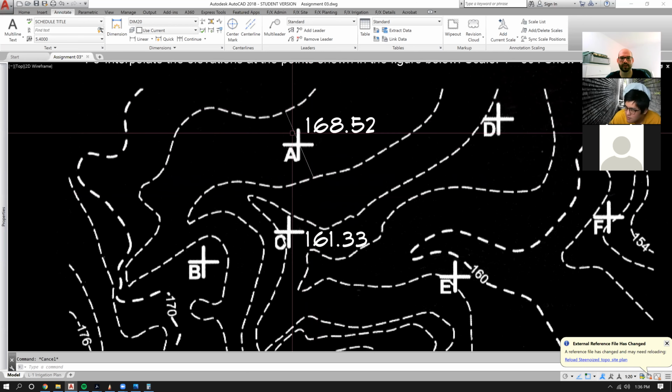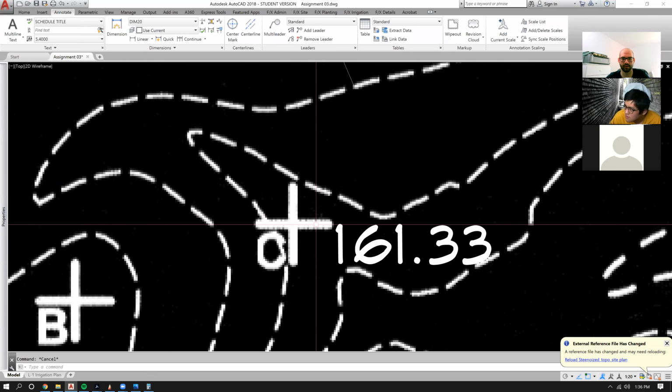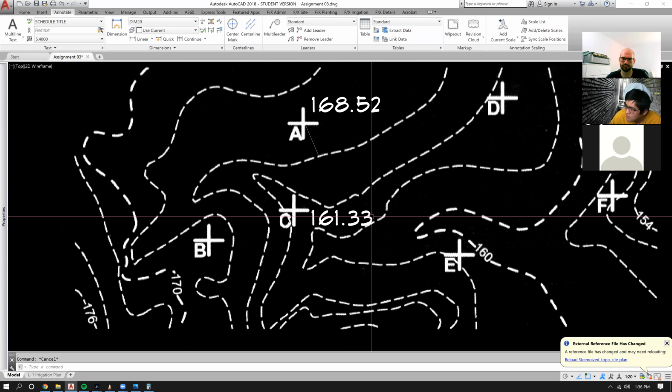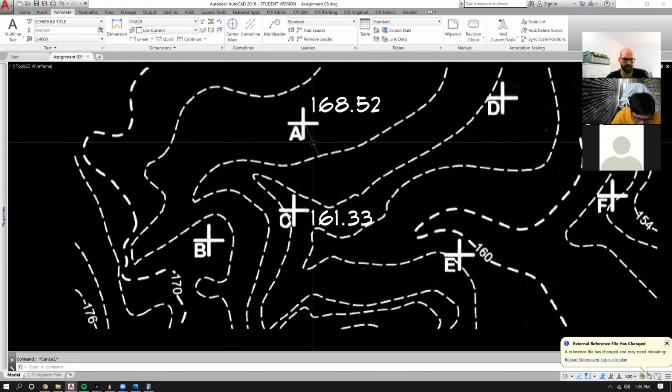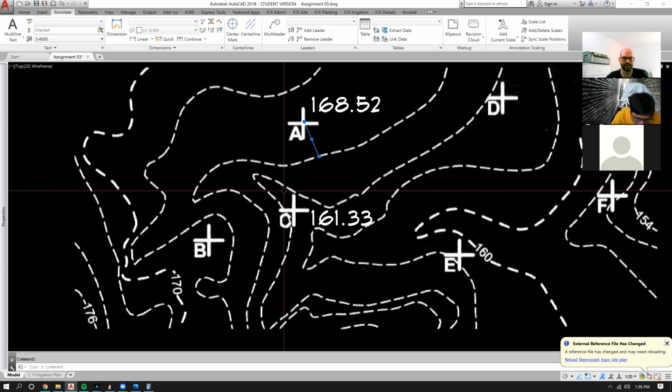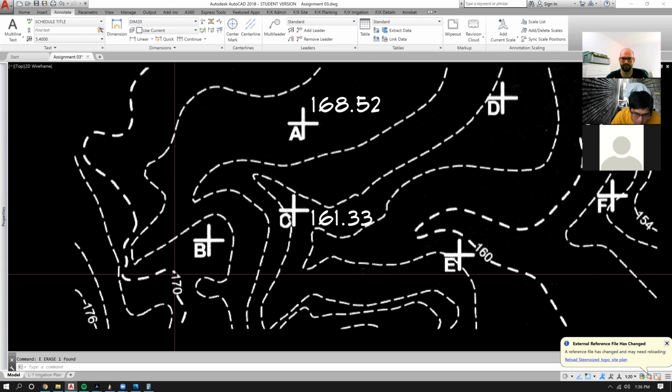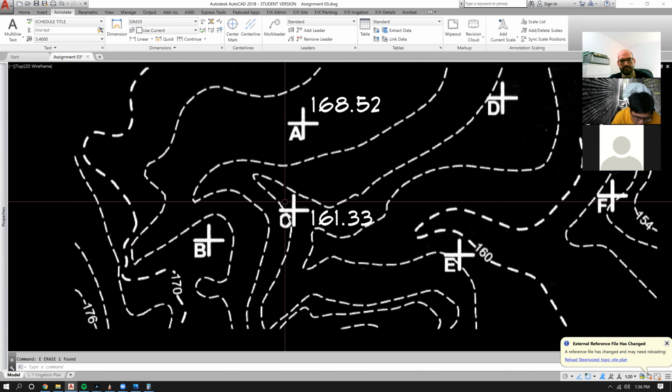So we'll do that same thing again for this one. Here we have, wait a second. Are these not at, oh, these are at 2 feet intervals, these contours. Aren't they? Wait a second. 1, 2, 3, 4, 5. Yeah, these contours are at 2 feet intervals.